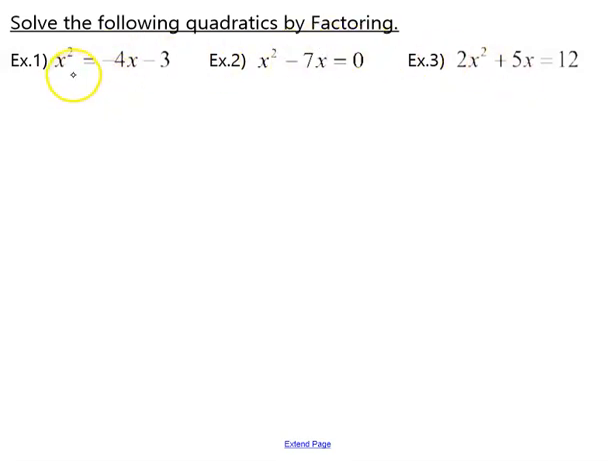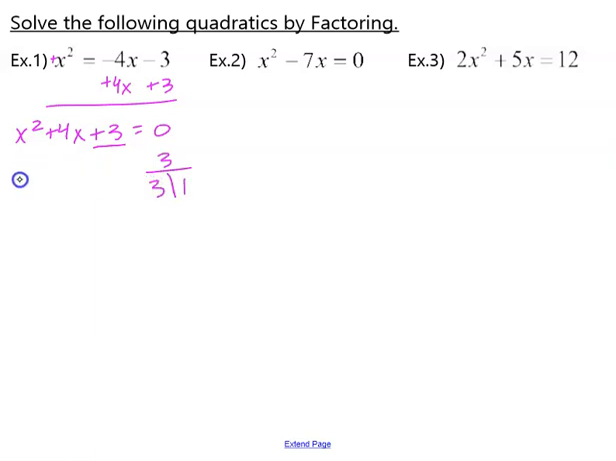To solve these by factoring, we have to first set the equation equal to 0. Since x squared is already positive, we want to add the 4x and the 3 to the other side. So we're going to have the equation x squared plus 4x plus 3 is equal to 0. And then when we find the factors of 3, that's easy. It's only 3 and 1. So we have factors x plus 3 and x plus 1, and that's still set equal to 0.